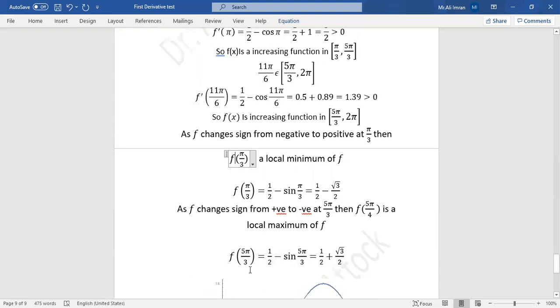Now, as f changes sign from positive to negative at point 5 pi by 3, f of 5 pi by 3 is a local maximum of f, which is determined as f of 5 pi by 3 is equal to 1 by 2 times 5 pi by 3 minus sin 5 pi by 3, which is equal to 1 by 2 times 5 pi by 3 plus square root of 3 divided by 2.